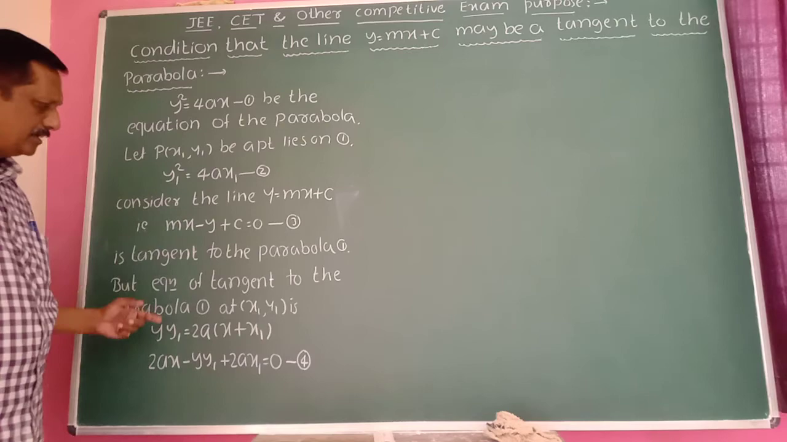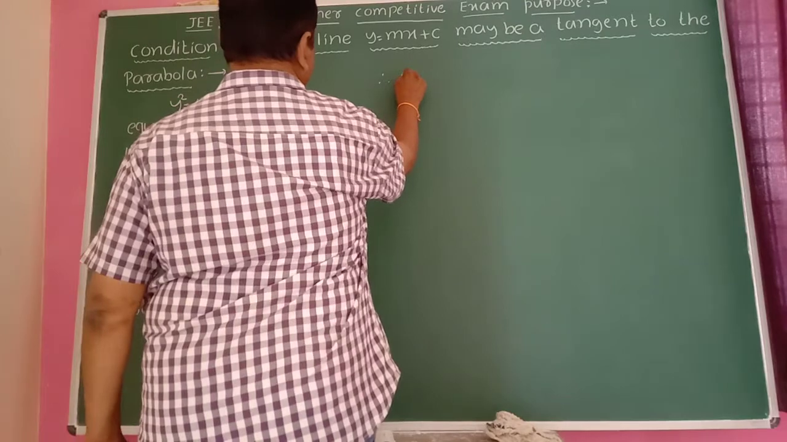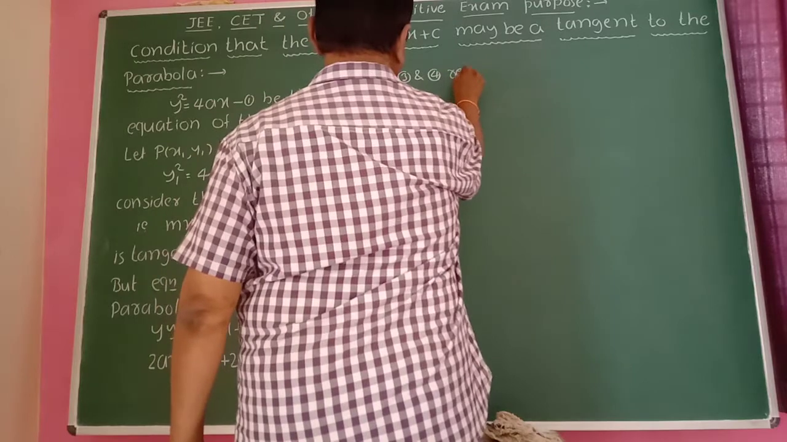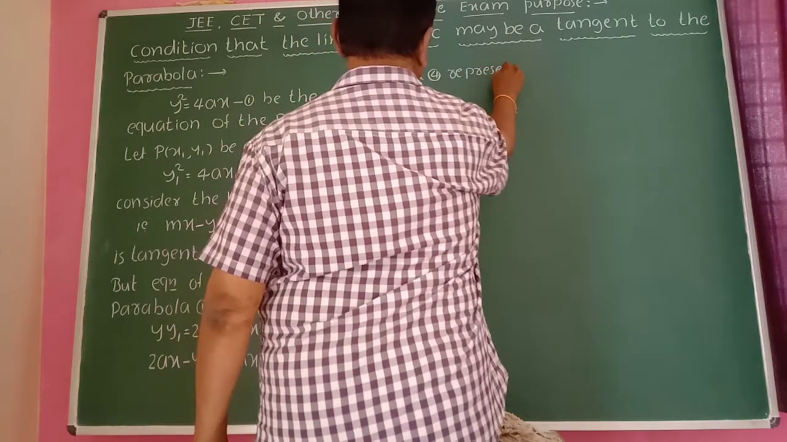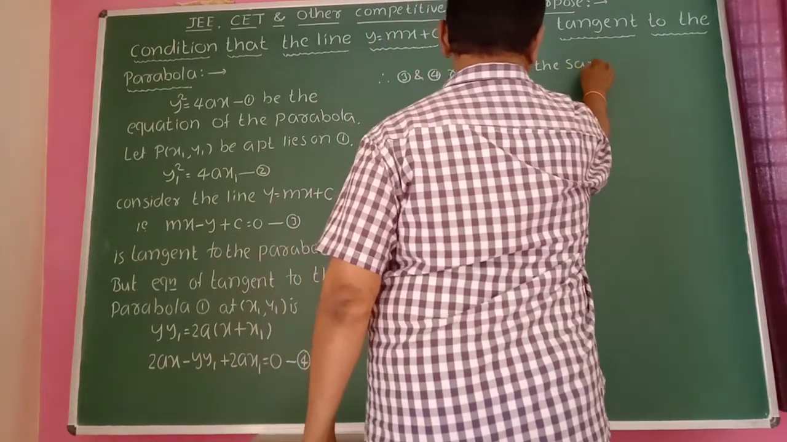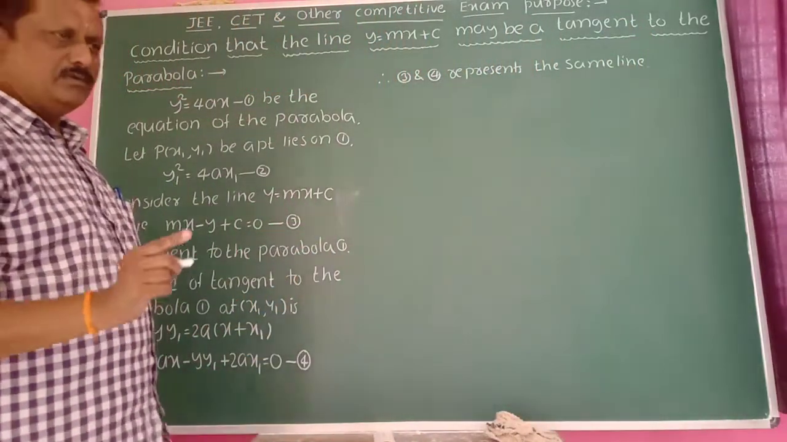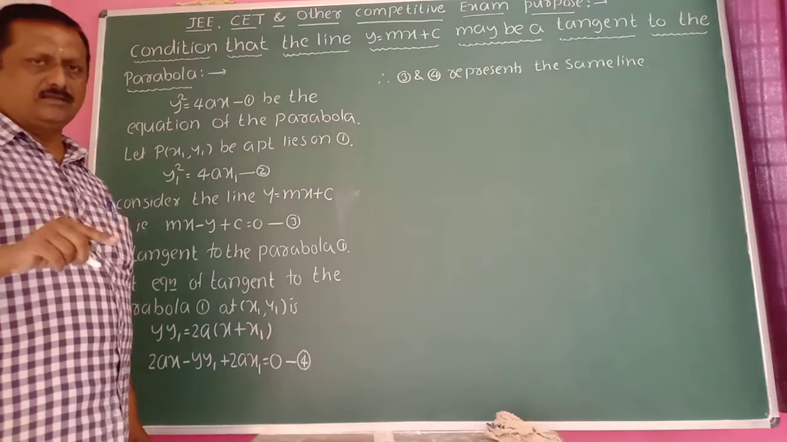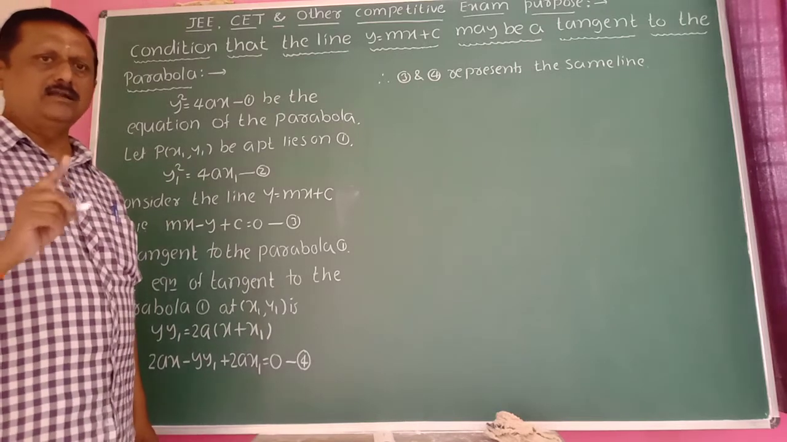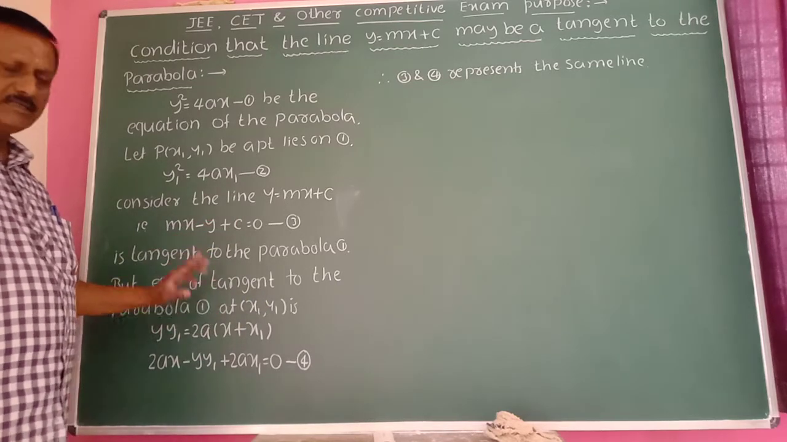Means 3 and 4 represent the same line here. Therefore equation 3 and equation 4 represent the same line, because at one point only one tangent we can draw to any curve. To any curve we can draw only one tangent at one point. So both are tangent at the same point x1 y1, which means both represent the same line.